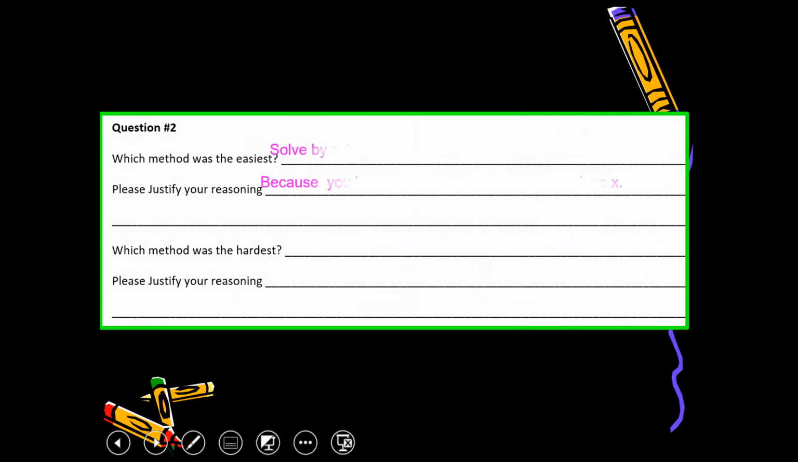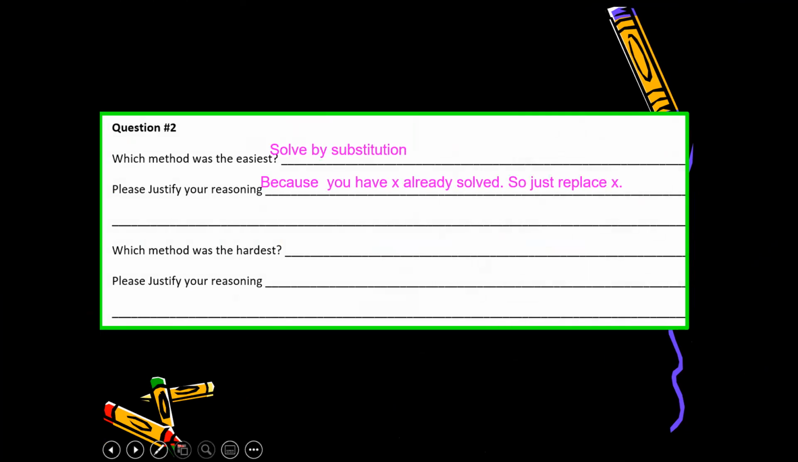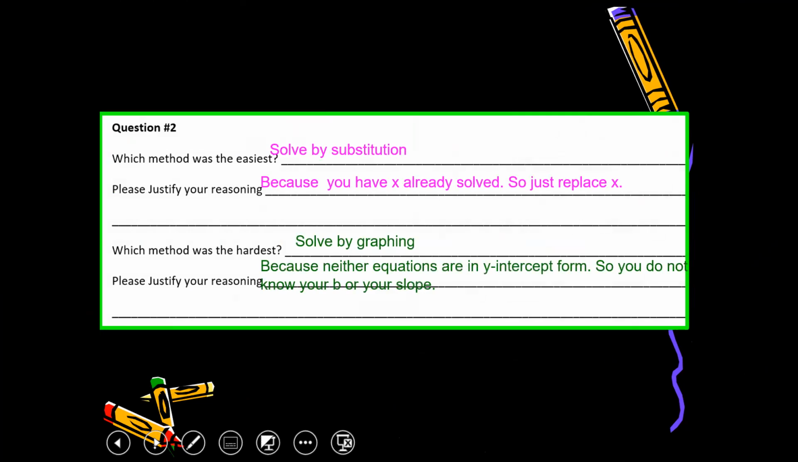And here are my responses. I thought the easiest one was substitution because you already have the x equaled and solved. And the hardest one, in my opinion, was probably going to be solving by graphing because neither of the equations are in y equal form. So you will have to solve for y on both. So that would take a little bit of work.